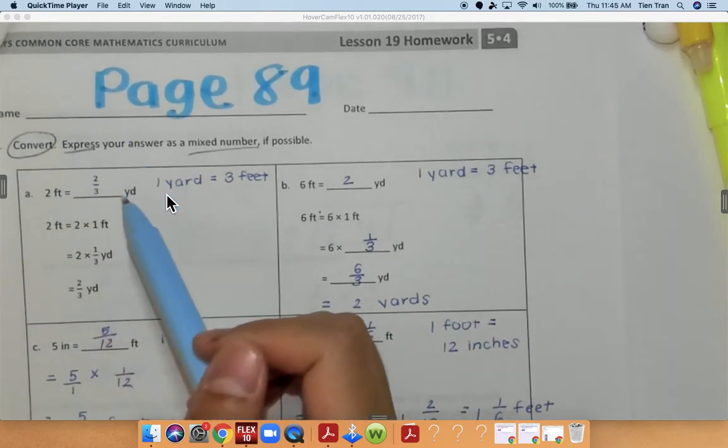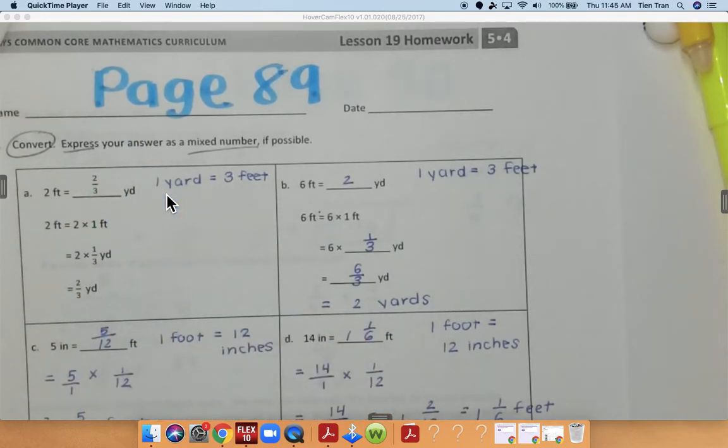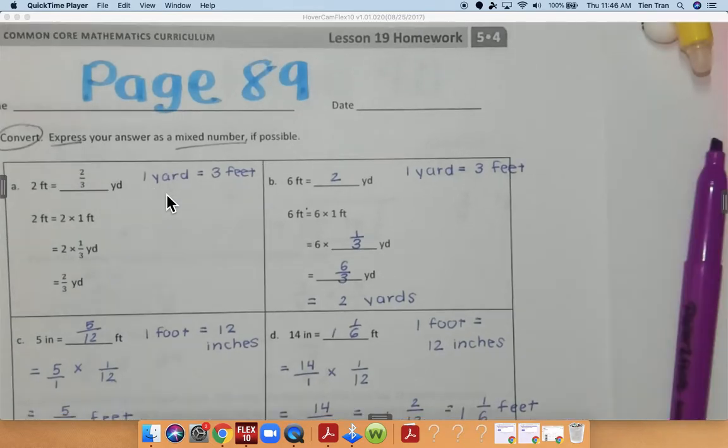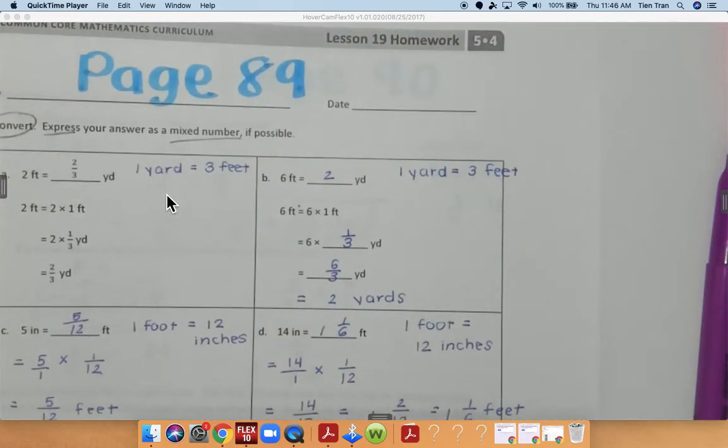2 feet is being converted into yards. So I need to make sure that I'm changing my feet into yards. And if you recall, 1 yard is equal to 3 feet. So what I'm going to be doing is I'm multiplying. So I'm going to highlight the numbers so that you can kind of see where all these numbers are coming from, because they can be a little confusing when you don't know where they're coming from.